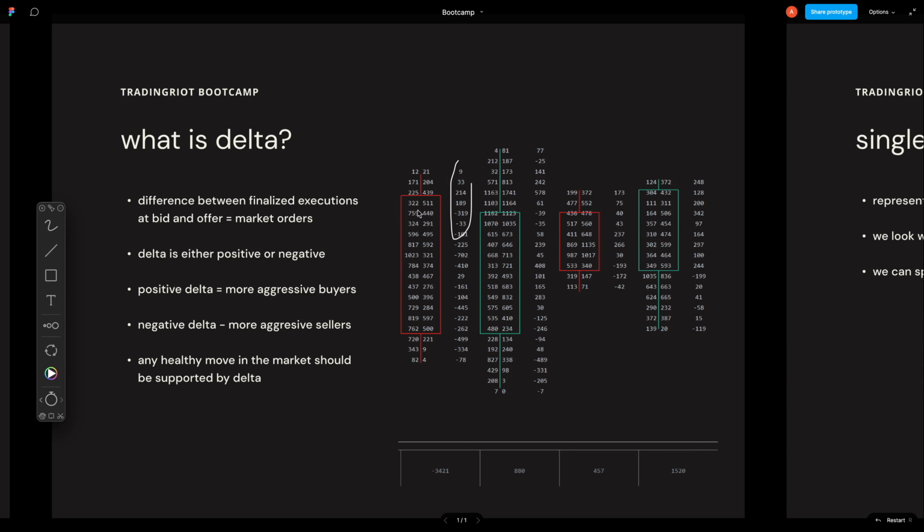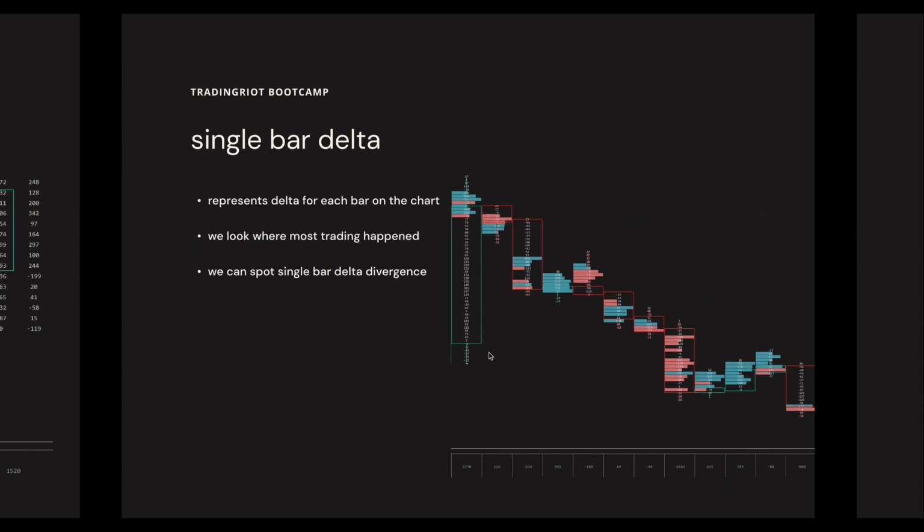But how this number is then calculated is you need to put a minus before every one of these numbers, and then plus between them. So you are going minus 12 plus 21, that's positive 9 of delta. Minus 720 plus 221 is minus 499. Okay, so this is how delta for each price is calculated. It's the difference between the selling and buying at each price. The single bar delta shows us the delta for each bar on the chart.